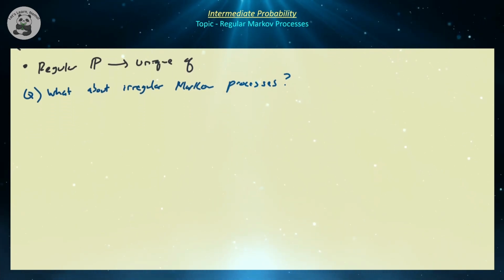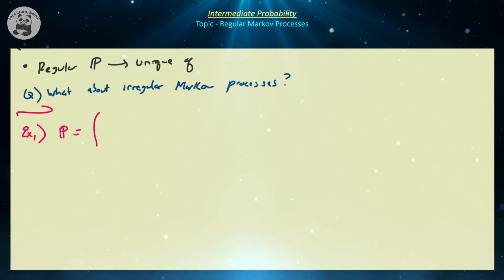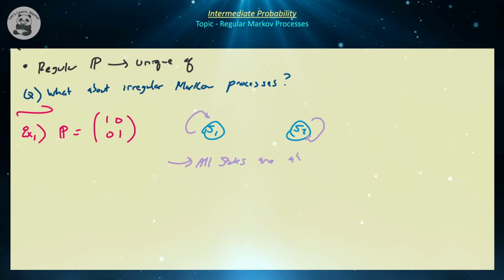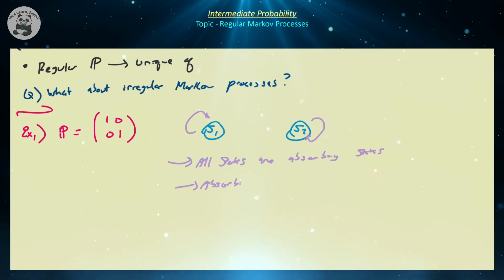Let's actually look at a couple of very trivial examples of them. For example, let's assume P is equal to [1, 0; 0, 1]. What we have here is that S1 and S2 practically stay in their own little orbits, right? So as we clearly see, all states are absorbing states, which means that we have an absorbing Markov process, or an absorbing Markov chain.